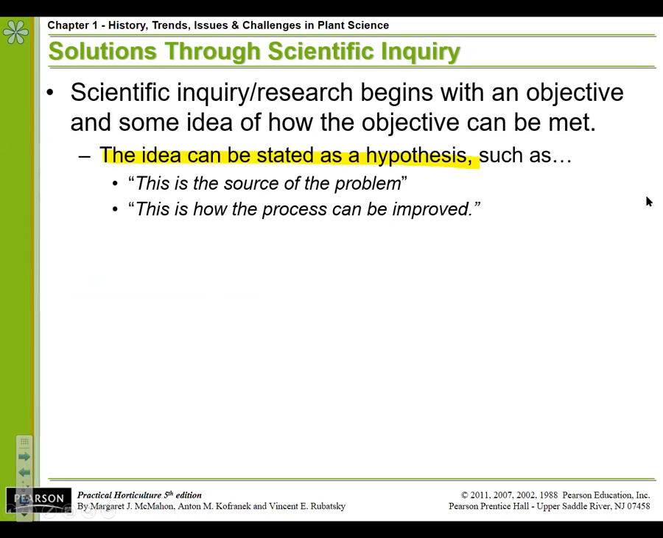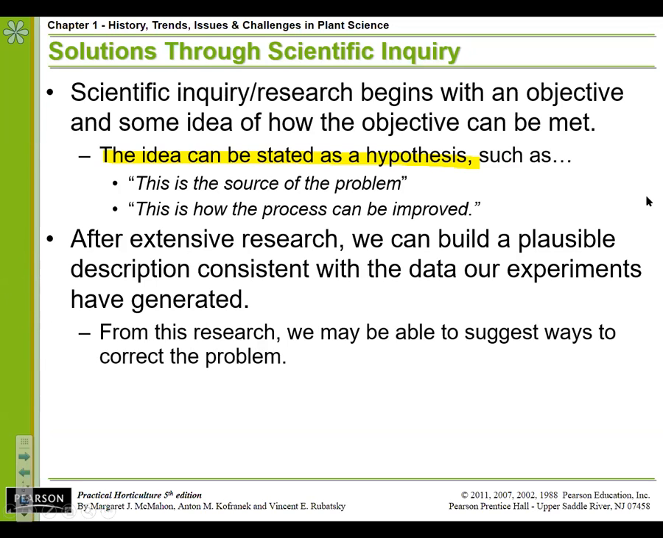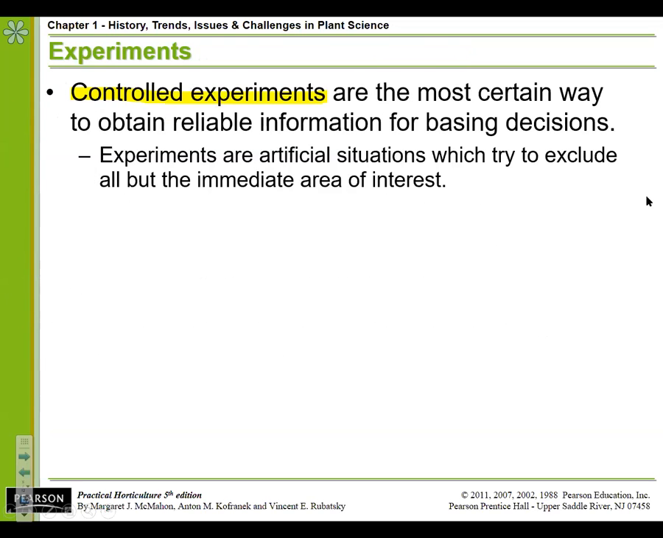So when we're talking about the hypothesis, we think of taking the idea and stating it such as this is the source of the problem, or this is how this process could be improved. And then after our research and experimentation, we develop this description of how the data in our experiments prove or disprove our hypothesis, and ways that we can correct the problem. So we do this in controlled experiments, because really that's the only way that we can obtain reliable information.